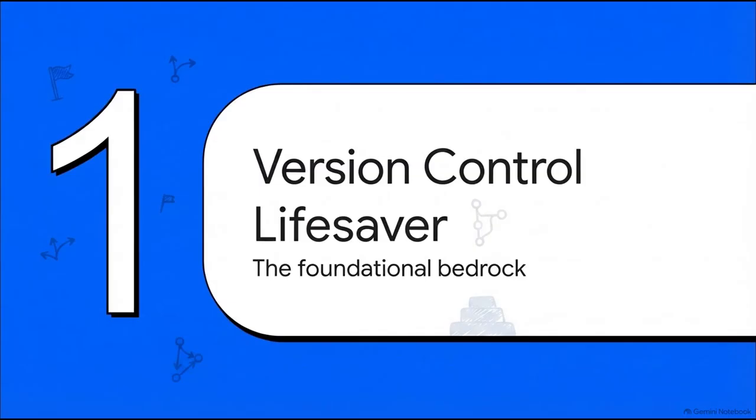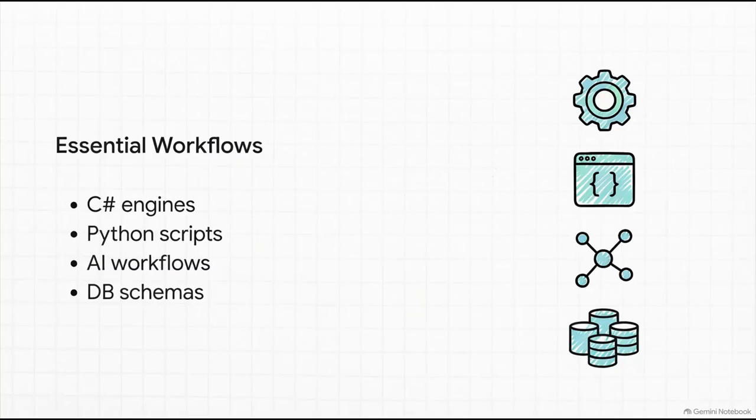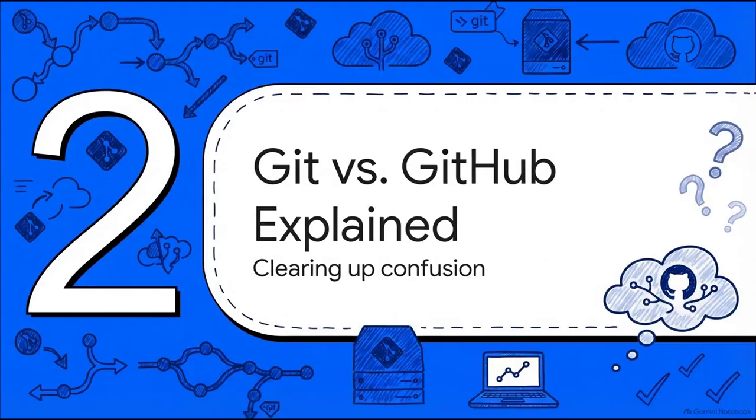Let's start with Section 1, the version control lifesaver, the foundational bedrock. So here's the deal. Mastering version control isn't just some optional skill you can casually pick up later on. It's the foundational bedrock of all professional technology workflows. Whether you're writing production-grade enterprise software, building custom AI agents, managing complex database schemas, or even just starting your journey in tech, these tools are absolutely indispensable. Mastering them isn't just about avoiding silly mistakes. It acts as your safety net, your collaboration engine, and honestly, your public proof of competence to potential employers and clients.